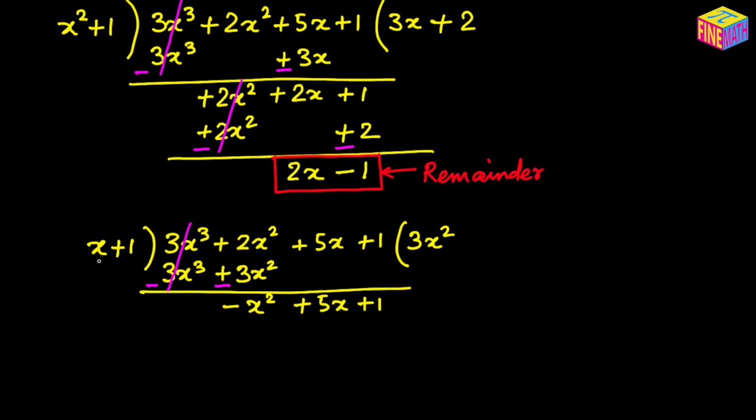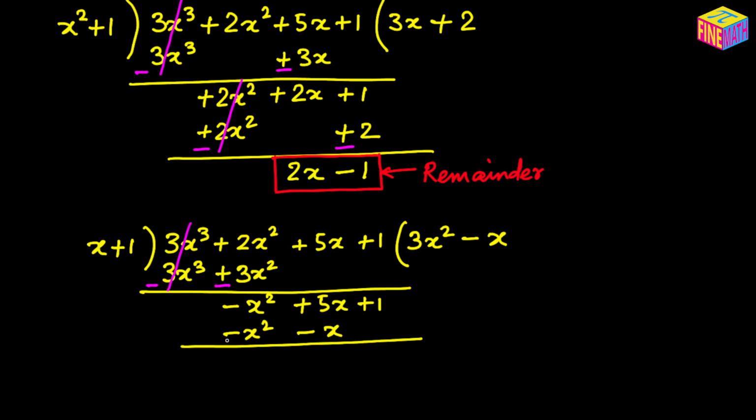Now x goes negative x times into negative x squared. So in the quotient I put negative x, and then negative x times x, that becomes negative x squared, and then negative x times 1, that is again negative x, and again we do the same thing here.